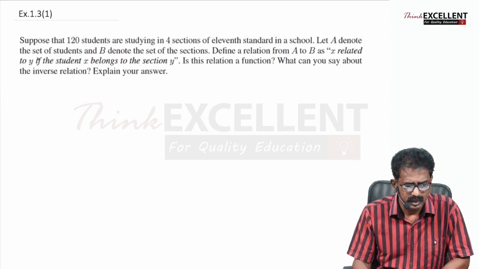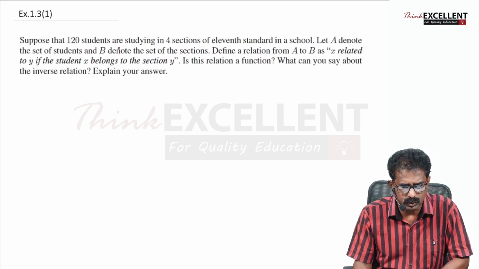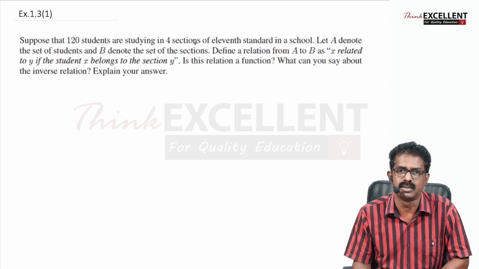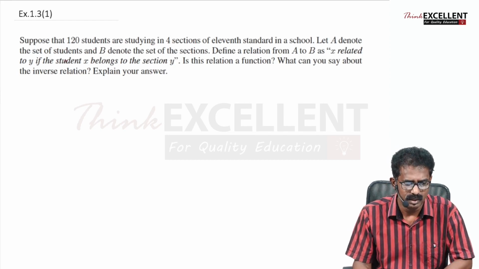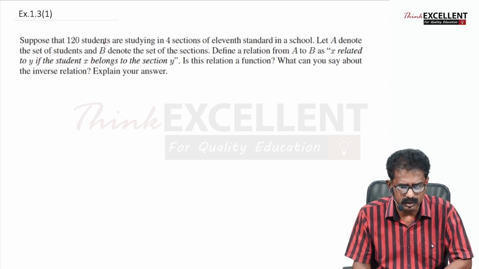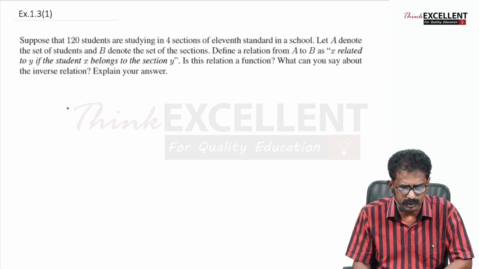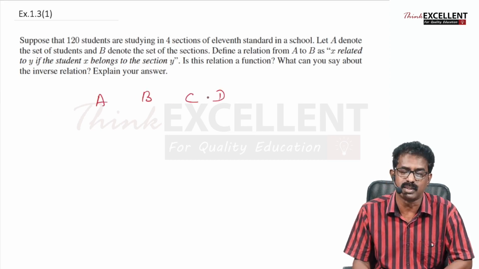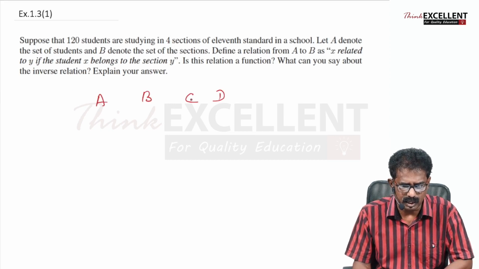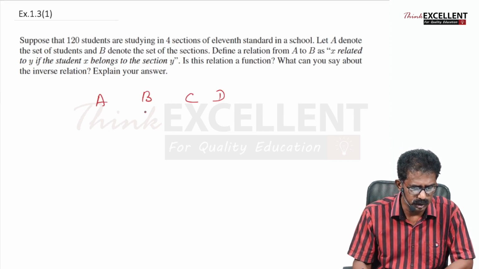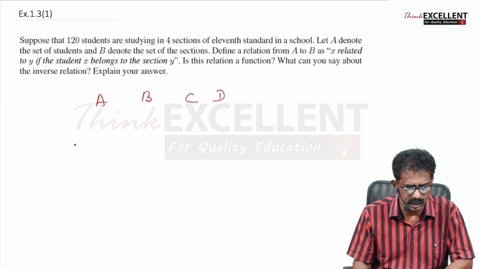Okay, listen here. Suppose that 120 students are studying in 4 sections. You imagine your school. Suppose you have A section, B section, C section, D section. 4 sections are there. Totally how many students are there? 120 students. There are 2 sets we take. Totally there are 120 students and there are 4 sections.